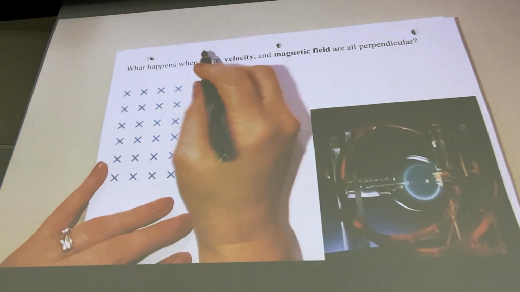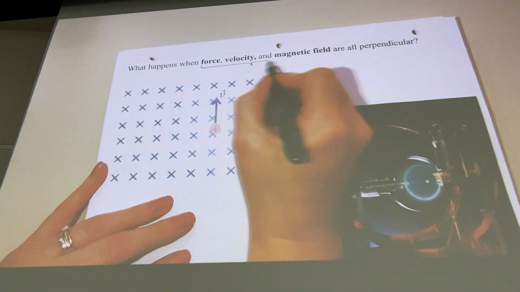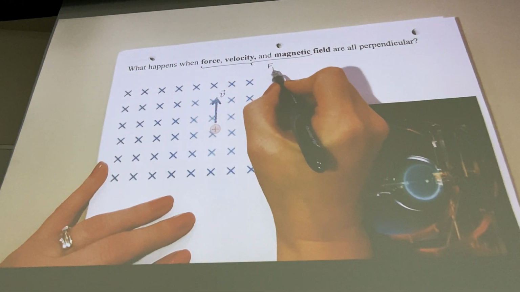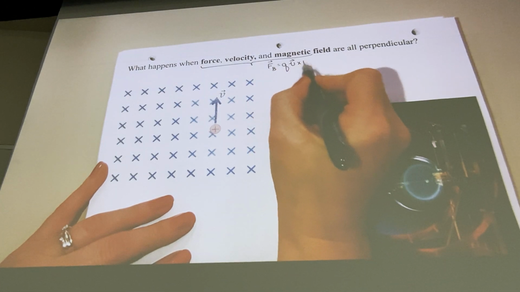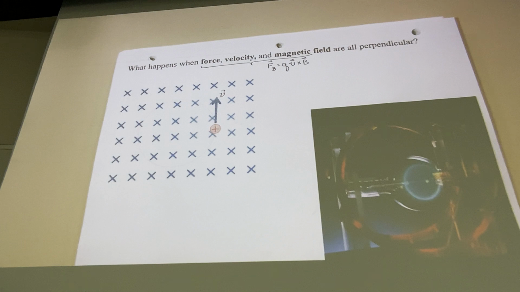So we know that our magnetic force, FB, is QV cross B. And like someone pointed out earlier, if your F is your middle finger and V and B are your thumb and your index finger, it means your force is perpendicular to both of them. So your force is always perpendicular to V and always perpendicular to B.